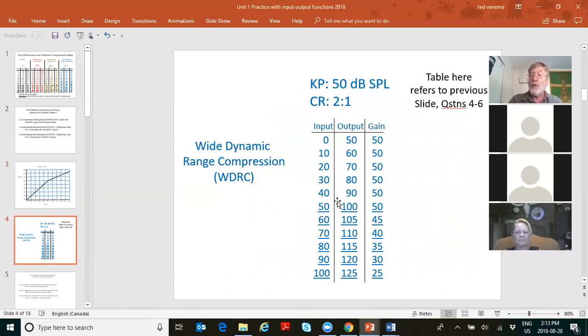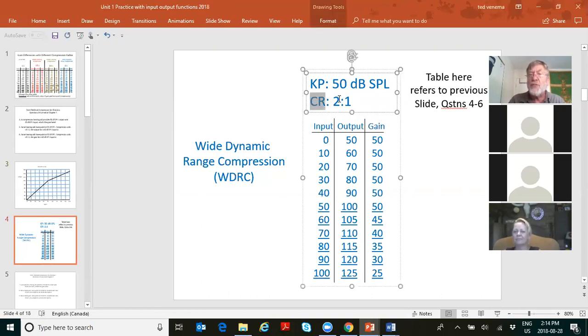Okay? But once you hit the knee point, 60 in is 105 out. That's a gain of 45. 70 in is 110 out. That's a gain of 40. 80 in is 115 out. That's a gain of 35. So you can see how the outputs are. The gain is gradually going down. It is a weak degree.